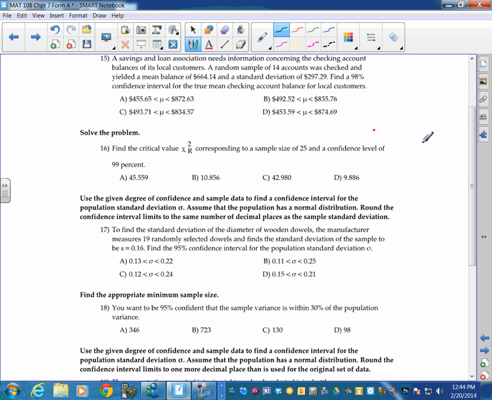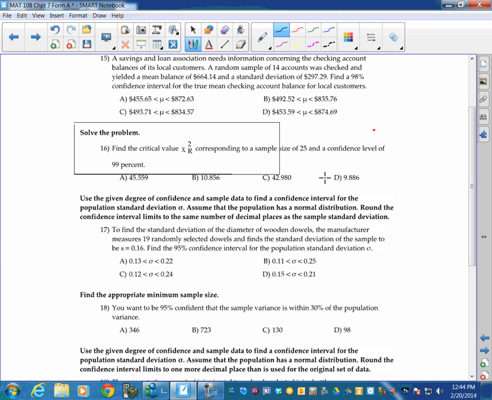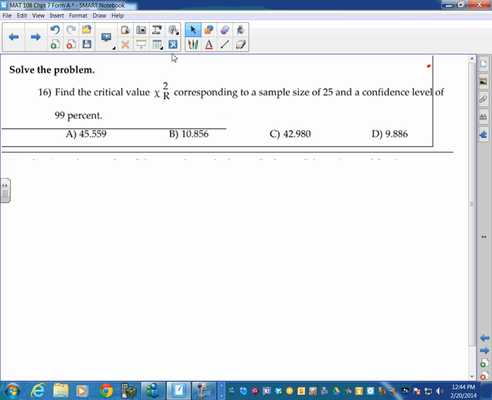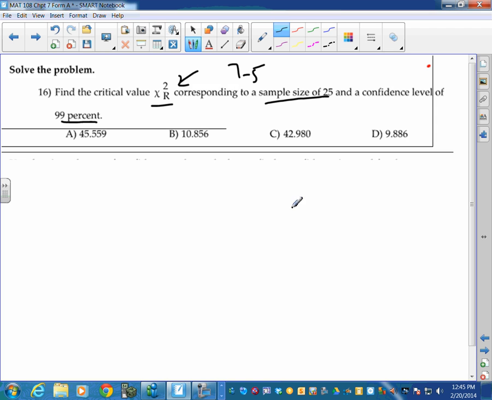15, what? 16. Yep, just put your numbers in, that's fine. Okay. So, which board is chi-squared? Remember, it's not chi, it's chi. Board 7.5. So, sample size, confidence level. How do you find chi-squared on the right?